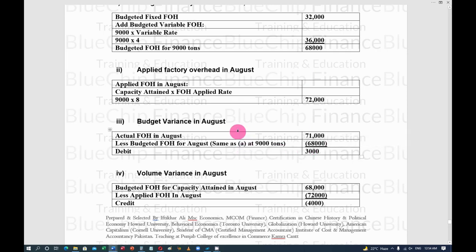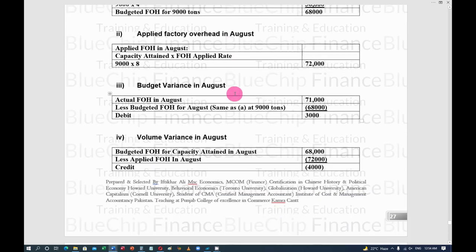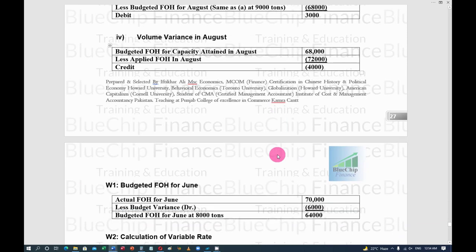And your fourth calculation is volume variance for August. So volume variance is equal to budgeted FOH for capacity attained less applied FOH in August. So budgeted FOH is 68,000 and applied FOH is 72,000. So just subtract these two and it is minus 4,000. So it is credit volume variance in August.